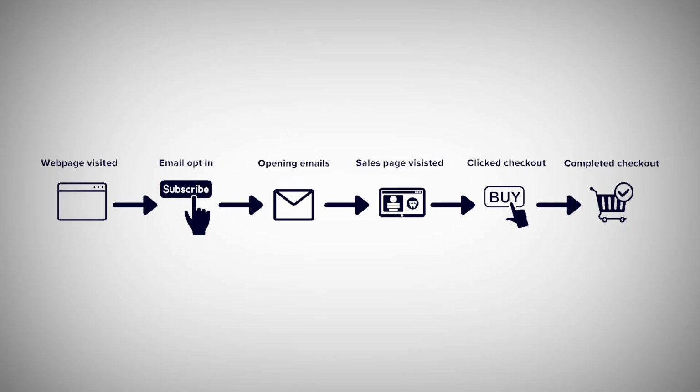Usually when we have a problem with our funnel, what we do with Mark is we go through each step of the funnel. How many people get on the web page? How many people put their email in? How many people open each email? How many people hit the sales page? How many people click to the checkout? How many people finish the checkout? And we usually quite quickly find one or two steps that have an issue.